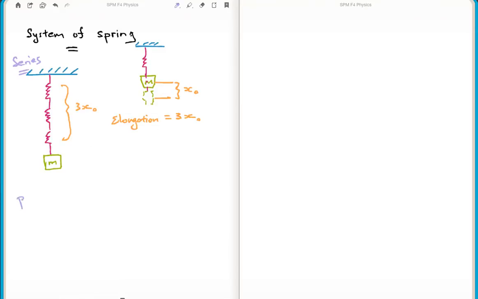Now likewise in parallel. What happens in parallel? Parallel means they're side by side. If they are side by side, with a crossbar, and this is my mass of the same M. What happens? All three share the same load. Therefore, your elongation will be shared among these three, so that will be x naught over 3, because there are three springs. The tension at each spring is now being shared. The total weight is being shared among them.